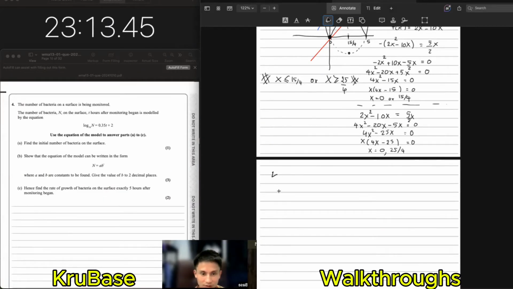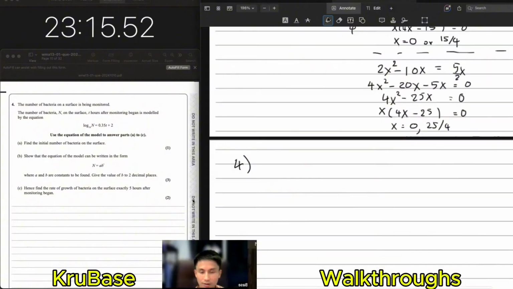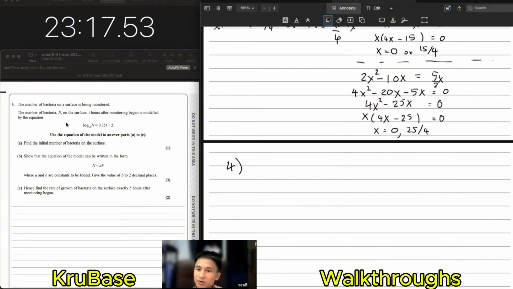Okay, number 4. The number of bacteria on the surface is being monitored. The number of bacteria on the surface t hours after monitoring began is modeled by the equation. Use the equation of the model to answer parts A to C. Find the initial number of bacteria on the surface. Well, for initial we put t equals 0, guys, because that's what it means.